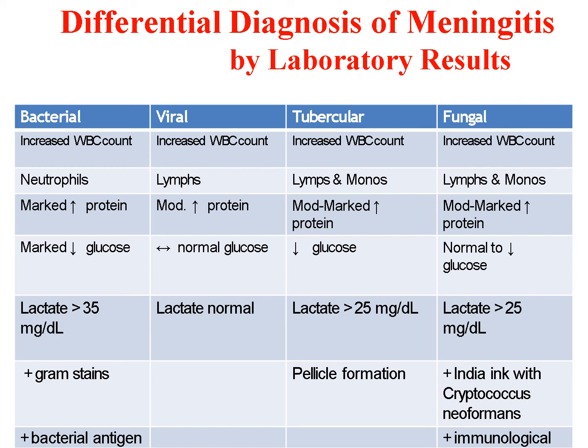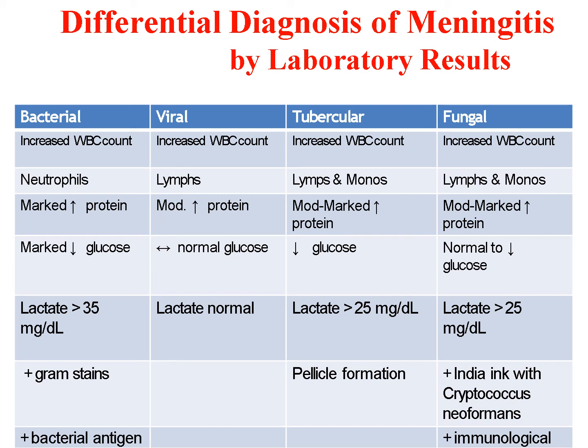While doing differential diagnosis of meningitis, we will find that the total leukocytic count is increased in all types, including bacterial, viral, tubercular, and fungal. The more predominant type of cell in bacterial is neutrophil, while lymphocytes are predominant in viral. Lymphocytes and monocytes are common in tubercular and fungal. Protein content is markedly increased in bacterial, moderately increased in viral, and moderately to markedly increased in tubercular and fungal. Glucose content is markedly decreased in bacterial, normal in viral, decreased in tubercular, and normal to decreased in fungal.